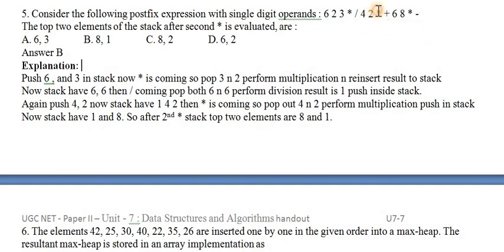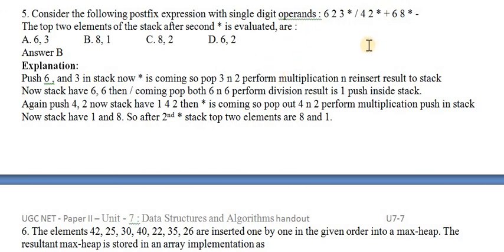Now the second multiplication is coming. For that I pop 2 and keep it on the right-hand side, and 4 I keep to the left of this multiplication. 4 into 2 is 8. Now again we push the result back into this stack. So now at the bottom we will have 1 in the stack. Over that we push 8, the result. So now 1, 8 are present at the top of the stack.